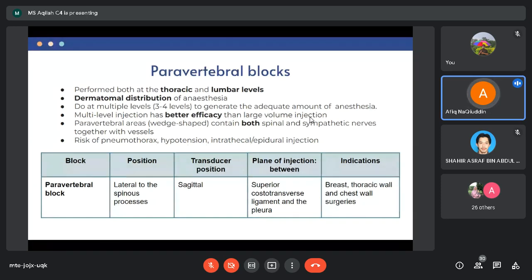However, with the paravertebral block, the patient might have the risk of developing pneumothorax, hypotension, and intrathecal or epidural injection. The position is lateral to the spinous process, and the plane of injection is we aim superior to the costotransverse ligament and the pleura. It is indicated, and we usually see this paravertebral block in breast surgery, thoracic wall, and chest wall surgery.